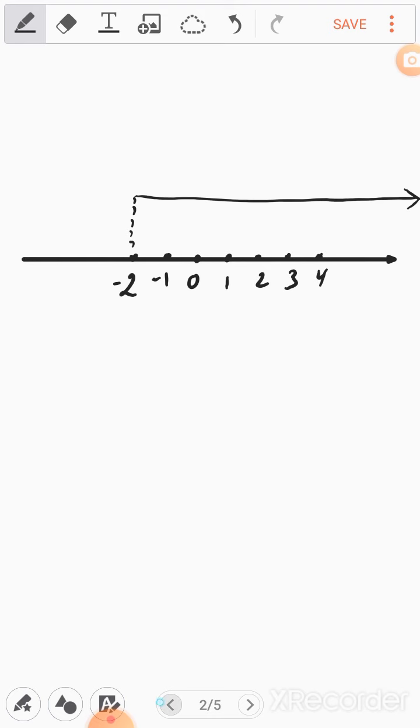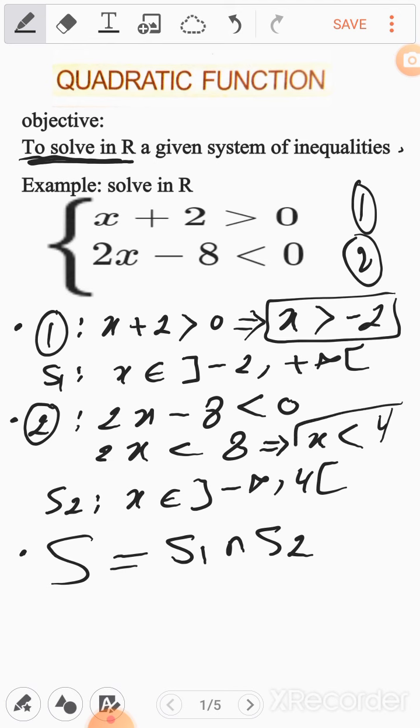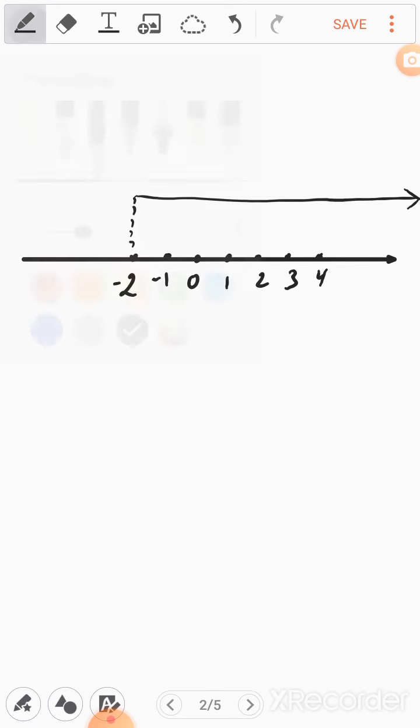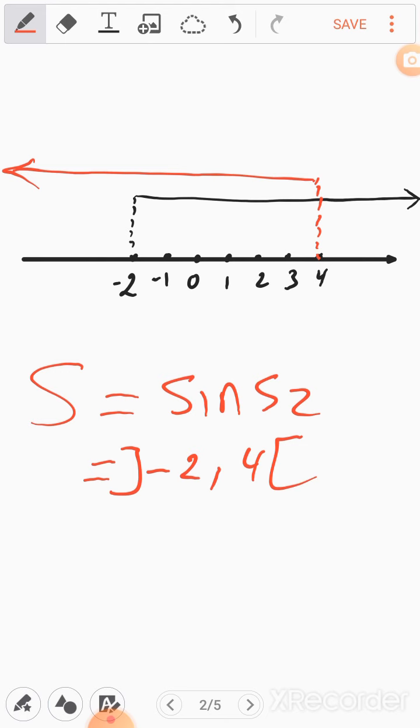Now, with respect to the second solution, x is less than 4, or x belongs from minus infinity to 4. Let us represent it in red. This is x less than 4. So the common region between the two sets is S, which is equal to S1 intersection S2. It is equal to (minus 2, 4), which is the common region.